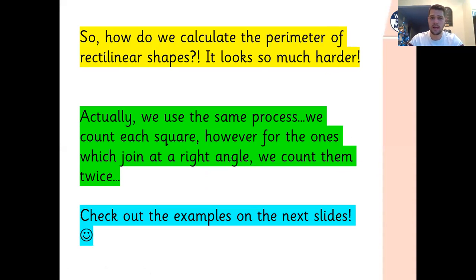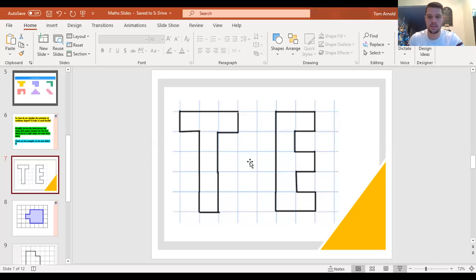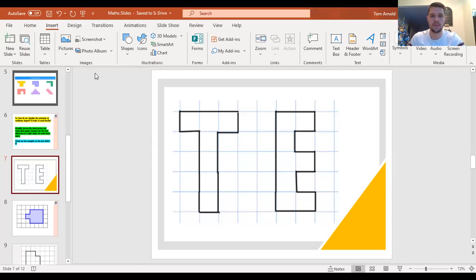So how do we calculate the perimeter of rectilinear shapes? Because it looks so much harder. Well, actually, it's exactly the same process. We count each square to help us. However, for the ones which join at that right angle, we almost need to count the square twice. Okay? We're going to have a look at that now. I'm going to try and do this with you as we go along. Let's look at the shape T.